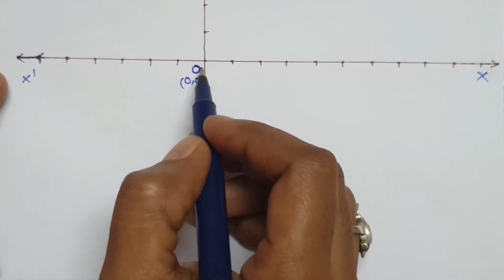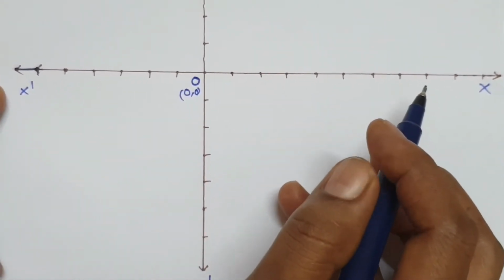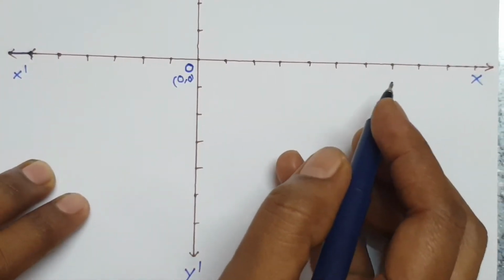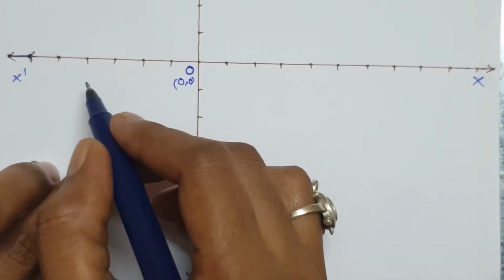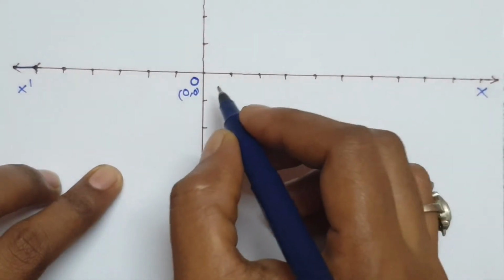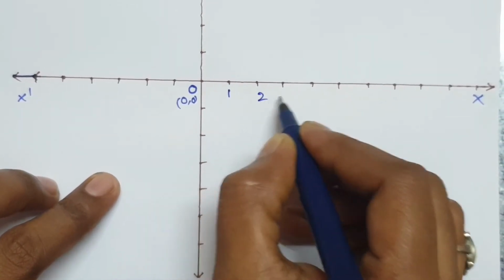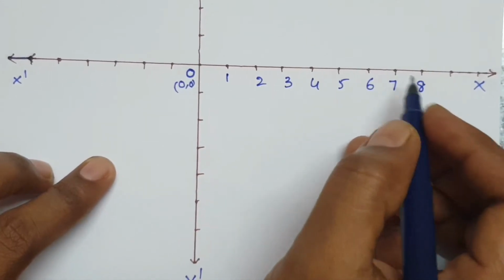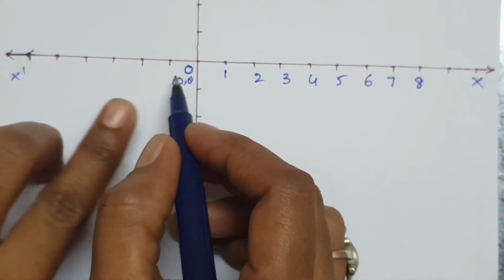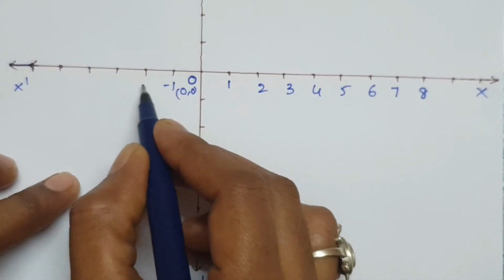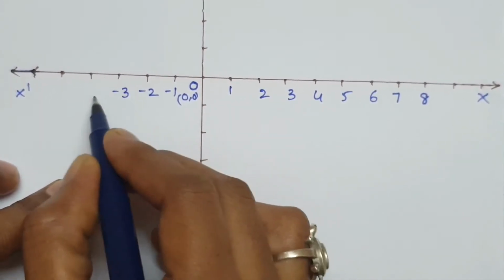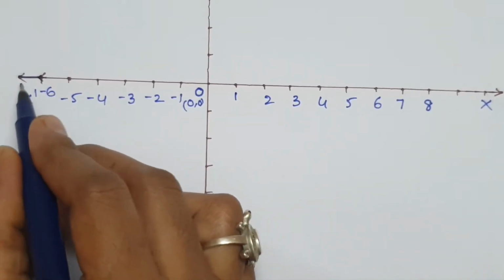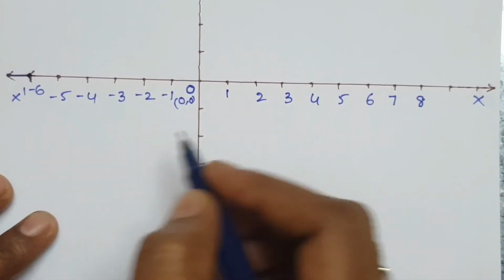From the origin toward OX are all positive integers. In other words, from the origin to the right are all positive integers. From the origin to the left side are all negative integers. Means from the origin to here: 1, 2, 3, 4, 5, 6, 7, 8. Like that, take. From the origin to the left side are all negative integers: minus 1, minus 2, minus 3, minus 4, minus 5, minus 6. Here X' is minus 6.